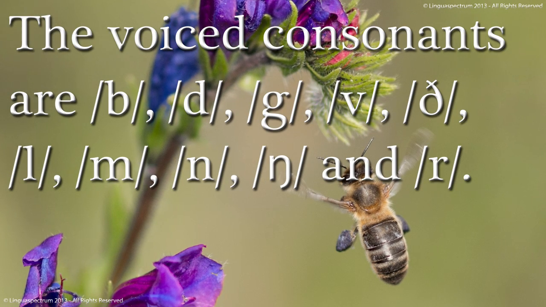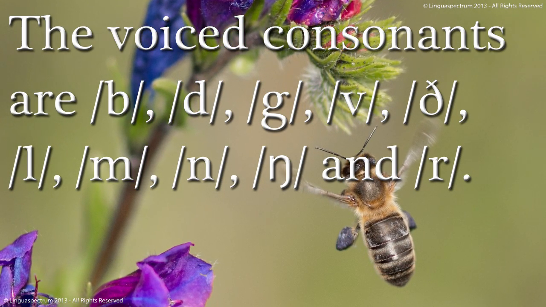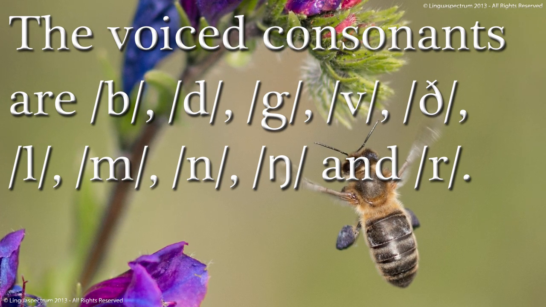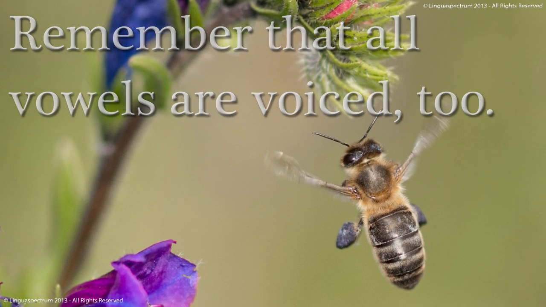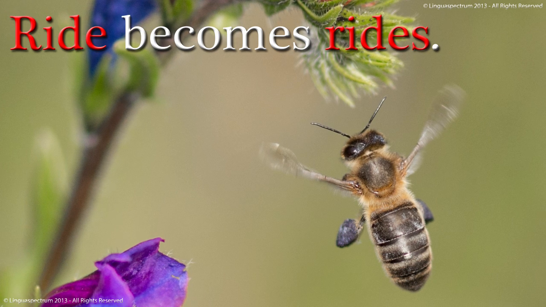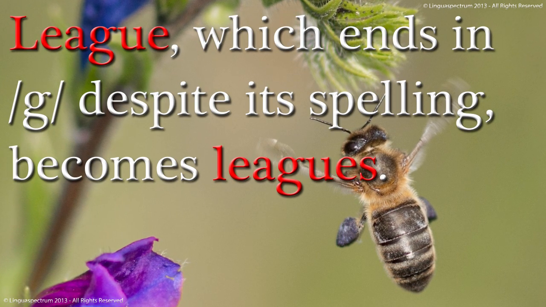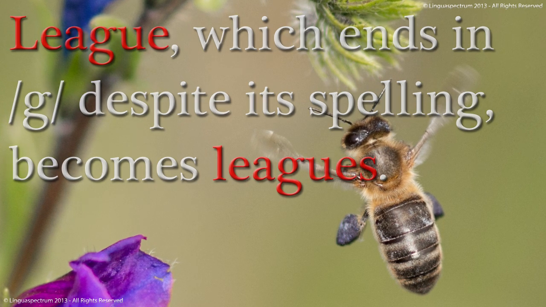The voiced consonants are b, d, g, v, th, l, m, n, ng, and r. Remember that all vowels are voiced too. Bib becomes bibs. Ride becomes rides. League, which ends in g despite its spelling, becomes leagues.